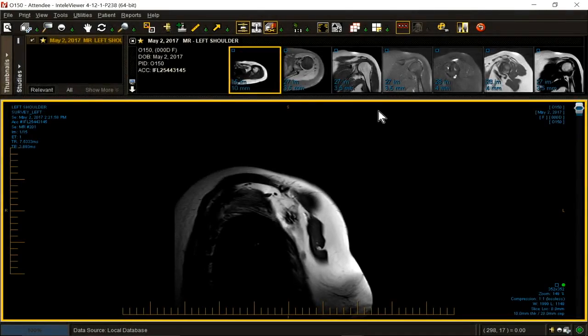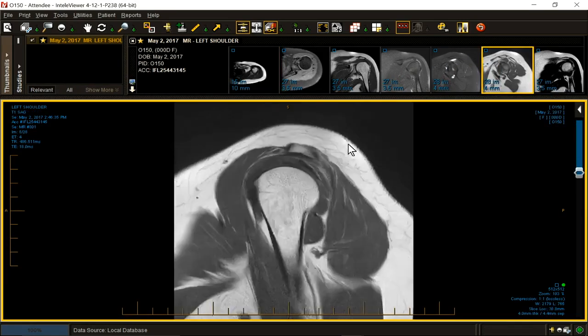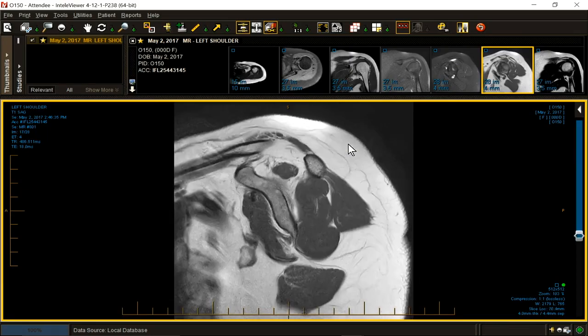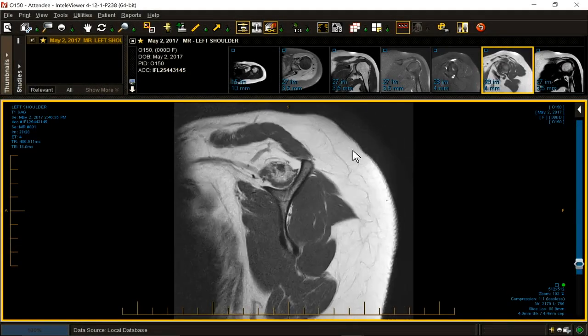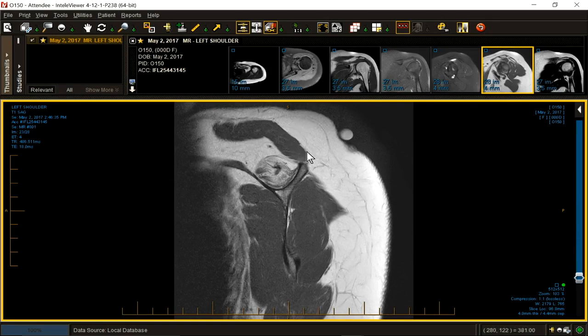A lump on the top of the shoulder for 1.5 years, getting larger, tender to touch. What that usually means is there's a lipoma, there's lipomatosis, the patient's been eating a lot, but usually there's nothing there. And in this case, there's not much there, just a lot of fat.